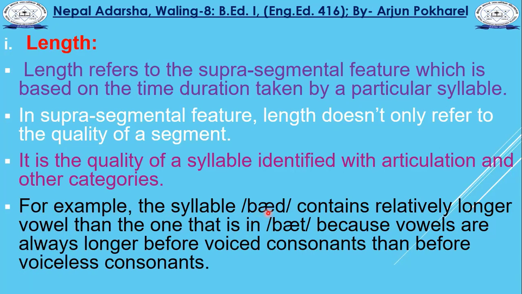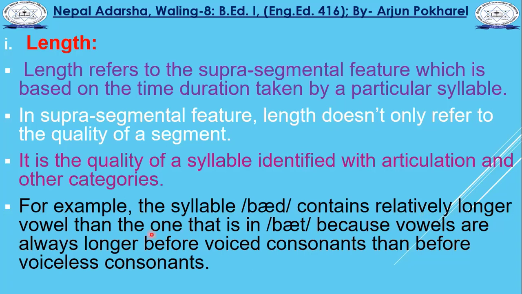Now see this: the syllable bad and bad. Here the syllable bad contains a relatively longer vowel than the one that is in bat. Now see, the vowel here is a bit longer. The time duration taken by the vowel itself is the same when it comes as a segmental sound. When we keep the sound apart, there is the same time duration in the production of that sound. But the whole syllable bad contains a relatively longer vowel.